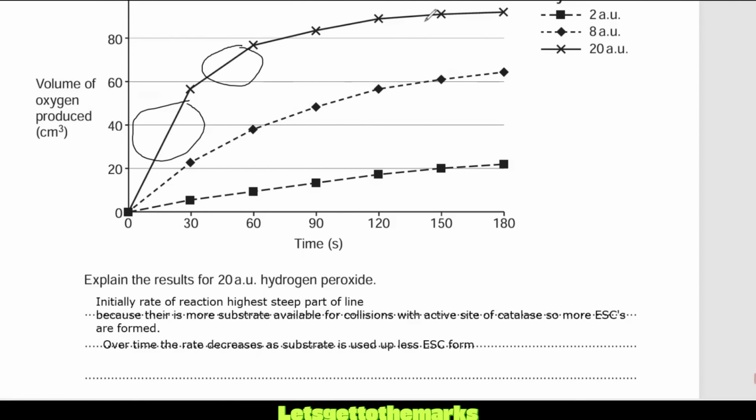So, but we might also want to say that the rate of reaction is higher than the other concentrations because overall there is more substrate available, and so more oxygen will be produced.